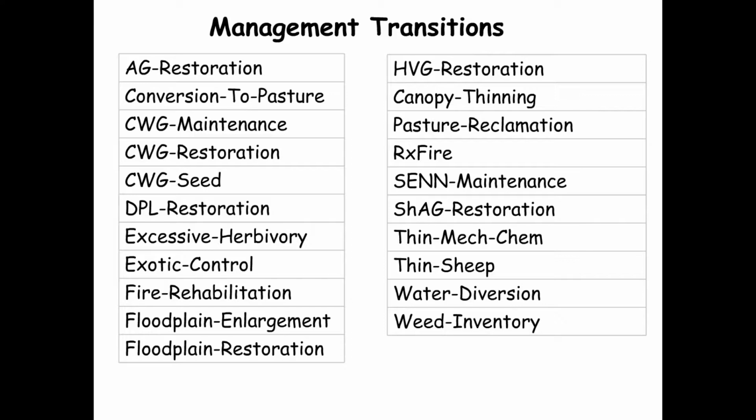Same thing for the management transitions. Some of these names are misleading: we're not actually doing restoration of annual grasslands. We're taking annual grassland and converting it into something else. So just the names are kind of misleading. But the point of the slide is to keep your models as simple as possible, because then you can interpret them, and otherwise they take too much time to simulate.